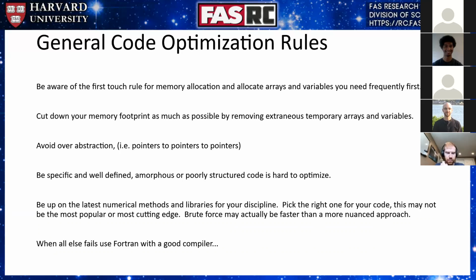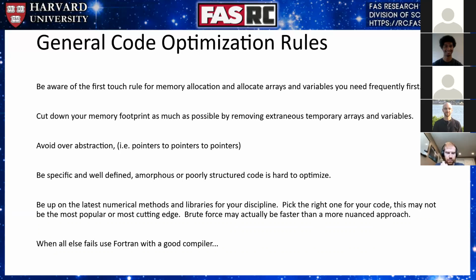Okay. So don't abstract to a ridiculous degree. Be specific and well-defined. Amorphous code is hard to optimize. So the more detailed and specific you can be about variables, the better. If you can take a variable and declare it at the beginning, as opposed to just declaring it inline, do that. Because then the compiler doesn't have to guess as to what's going on.